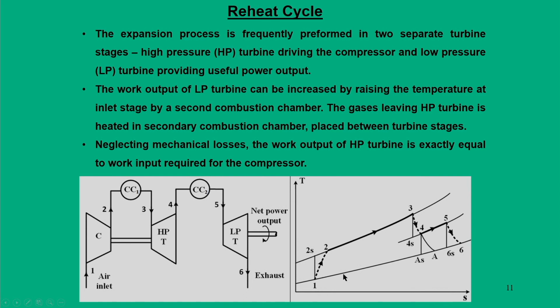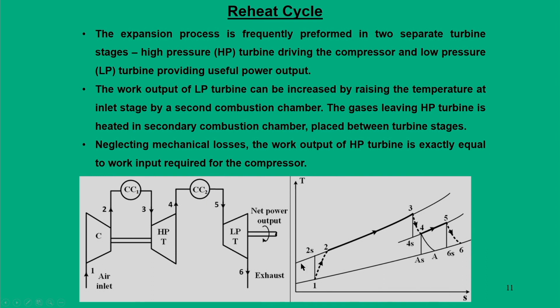1-2 remains as it is, but the expansion process now goes in two stages, that is from 3 to 4 in the high pressure turbine expansion, and then it is reheated, that is 4 to 5 through another combustion chamber, and again 5 to 6 is another expansion in the low pressure turbine.